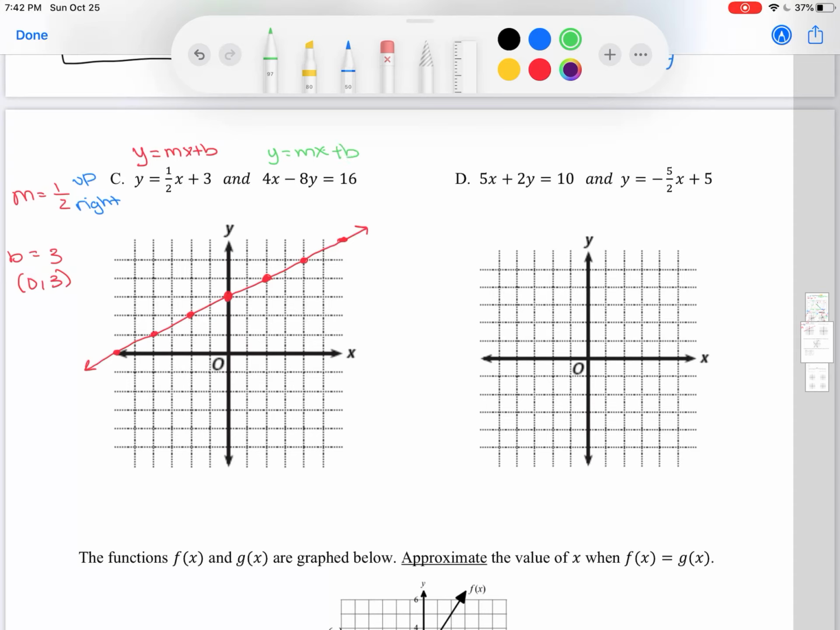All right. When I get to the next function, this 4x minus 8y equals 16, if I go to write it down and compare, we don't have a y equals mx plus b form, so I have to rearrange it, all right? And I'm going to rearrange down in this corner so that I can show my work.